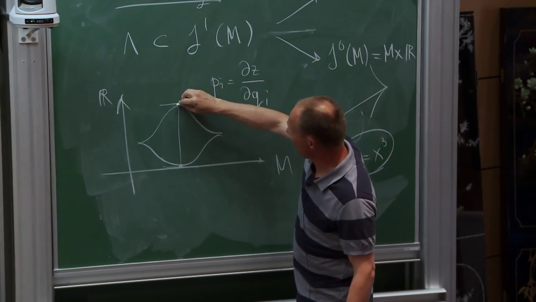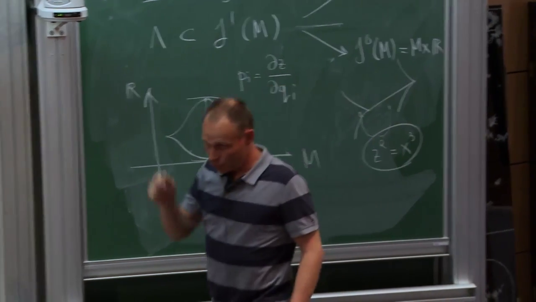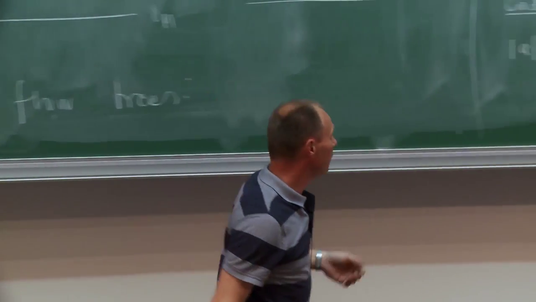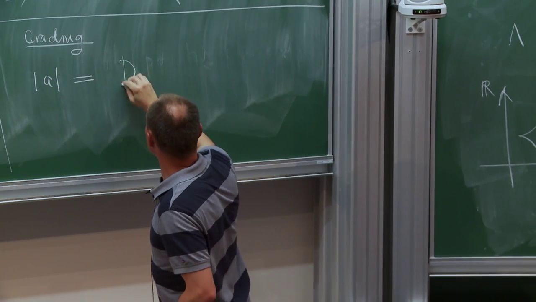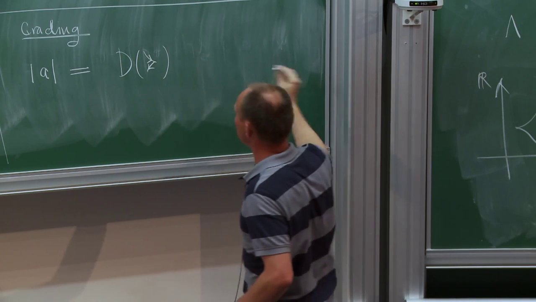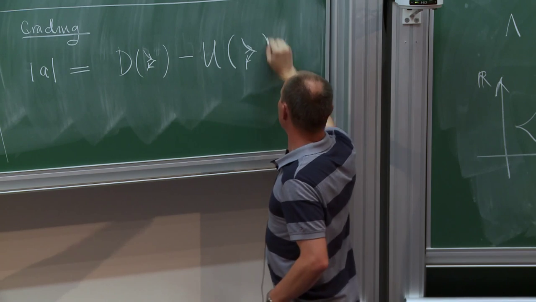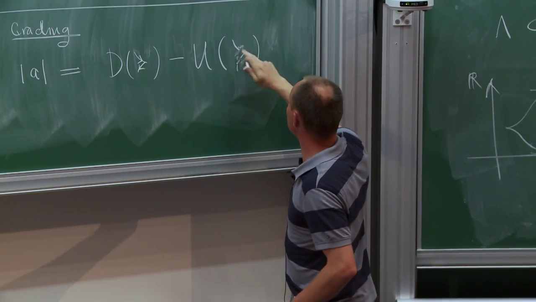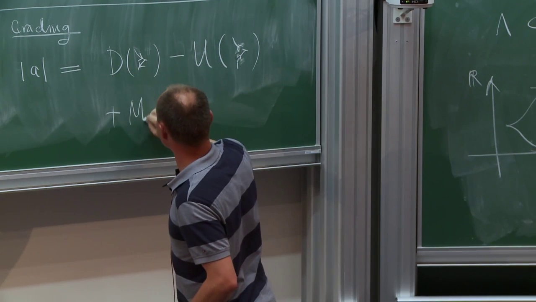So if I pick a path from top to bottom, then I will hit only these type singularities, no kind of codimension 2 anything I don't have to describe. And the grading of A is the number of down cusps. So that means that I go down the cusp in the C direction, minus the number of up cusps. Is it the opposite way with the arrows? It's the opposite way with the arrows. So I go up in the C direction, plus the Morse index.